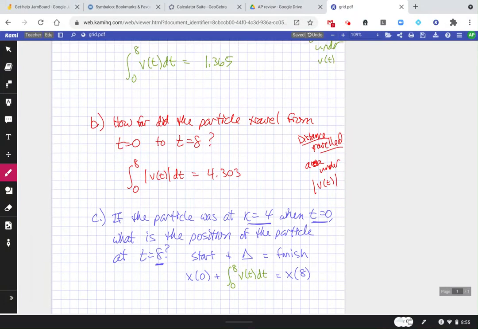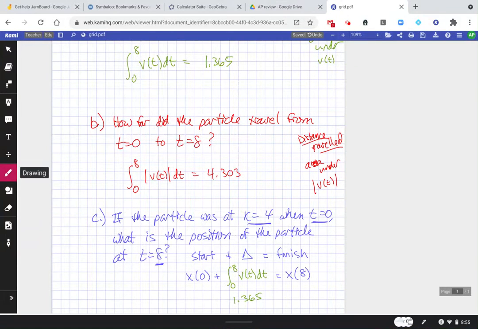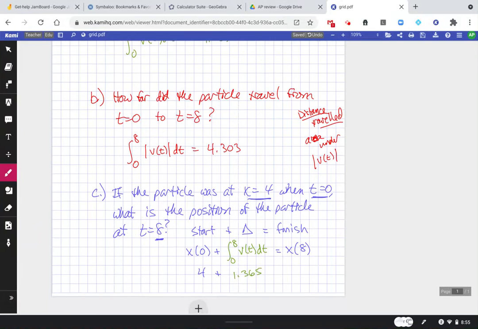Well, we already did, and you can see it on the screen up there. We already did our displacement. That was 1.365. My original position was given to be x equals 4. Put those two things together. Where is it at t equals 8? It's going to end up being equal to 5.365, the x position at t equals 8.